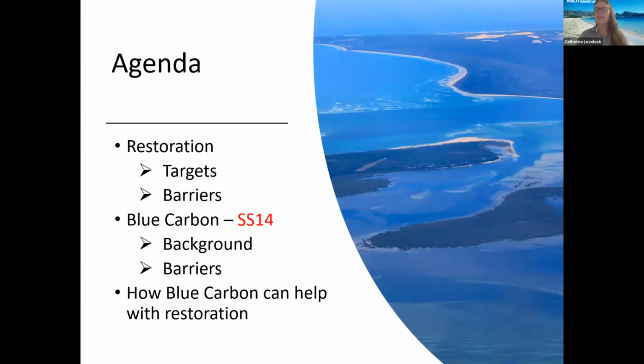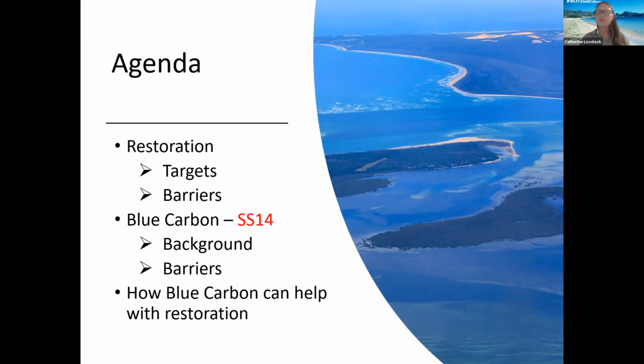Okay, so then to move on, we're going to talk about restoration. I'm first going to talk about some of the restoration targets. I thought it was really interesting the previous talk about those nutrient reduction targets that Bo spoke about. And then I'm going to talk about some of the barriers to achieving those restoration targets. And then I'm going to talk about blue carbon.